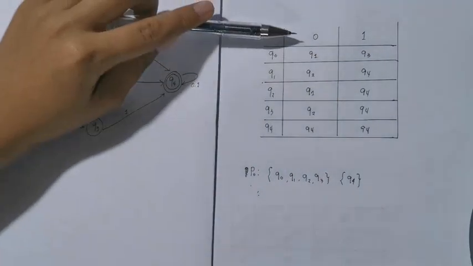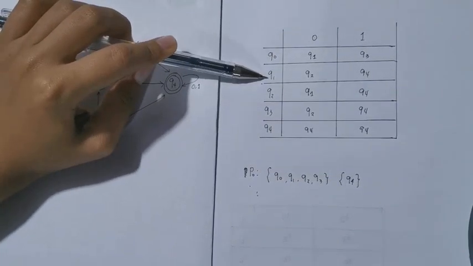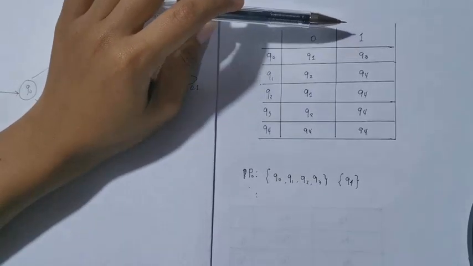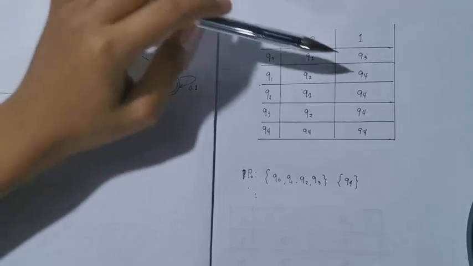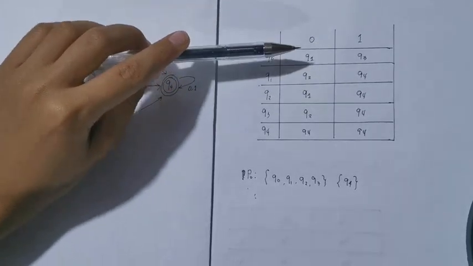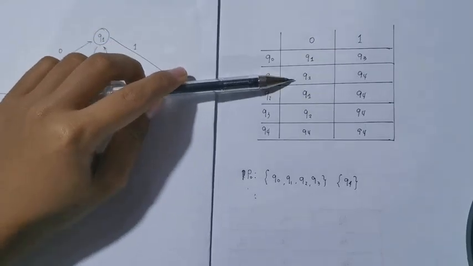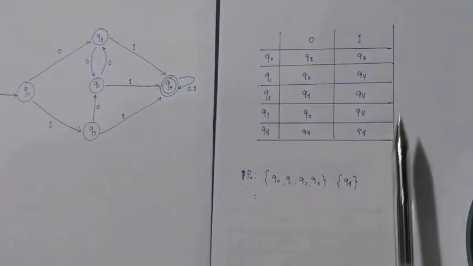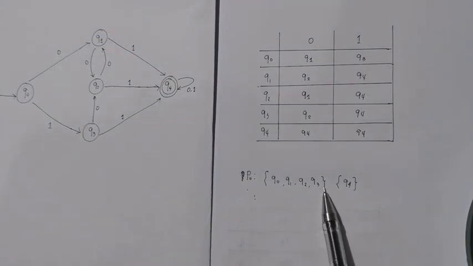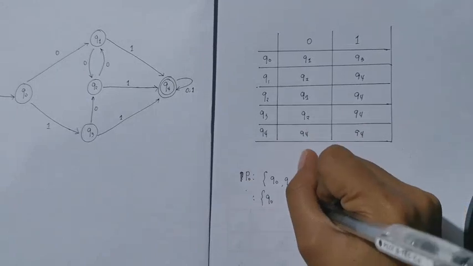If we input 0, Q sub 0 will go to Q sub 1, while Q sub 1 goes to Q sub 2. If we input 1, Q sub 0 goes to Q sub 3, while Q sub 1 goes to Q sub 4. When we compare, Q sub 1 and Q sub 2 are in the same set, while Q sub 3 and Q sub 4 are in different sets, so we will separate them.